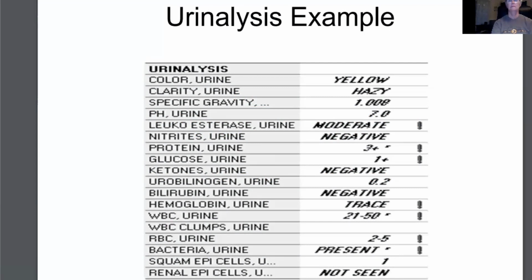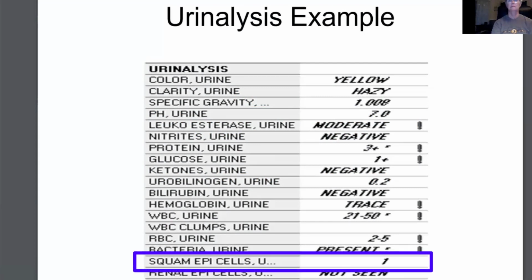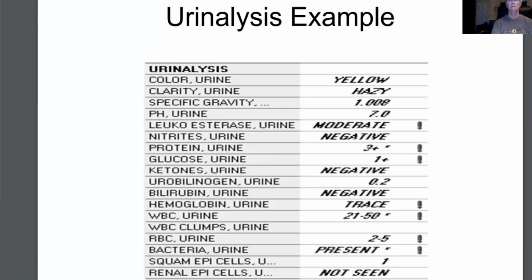And then just below that, the thing that says squam epi stands for squamous epithelial cells, and that's just skin cells. So if there's skin cells present, and right here it says there's one, sometimes there'll be 20, 30, even more. If there are skin cells present in the sample, that tells me it was definitely not a clean catch. So just something to be on the lookout for.